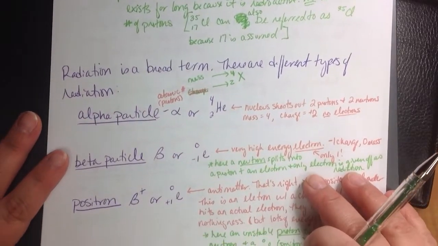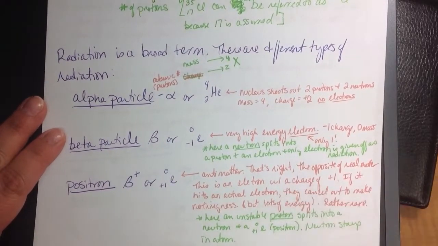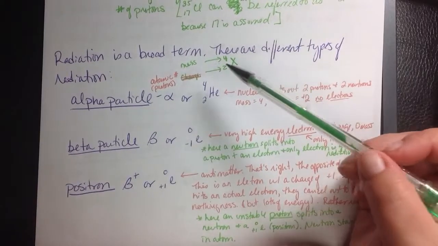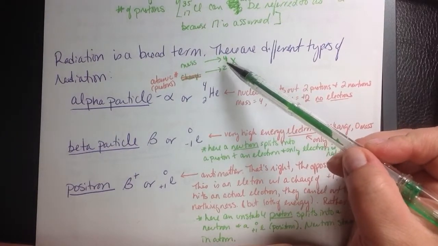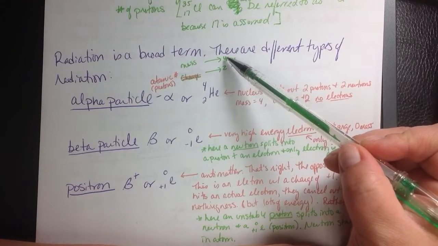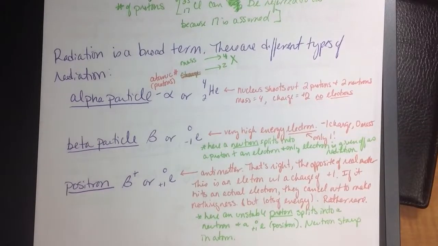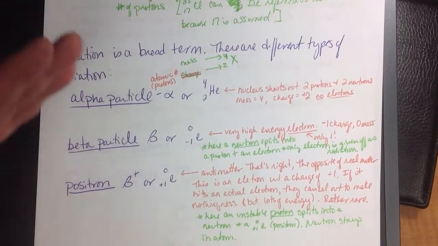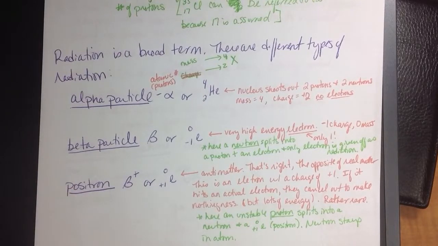There's several different types of radiation, so let's go over those types of radiation for sure. First of all, remember that your mass number is up top and the protons are down here. So to determine how many neutrons there are, it's this minus this, okay? Now radiation is what's coming out of or off of a particular atom.